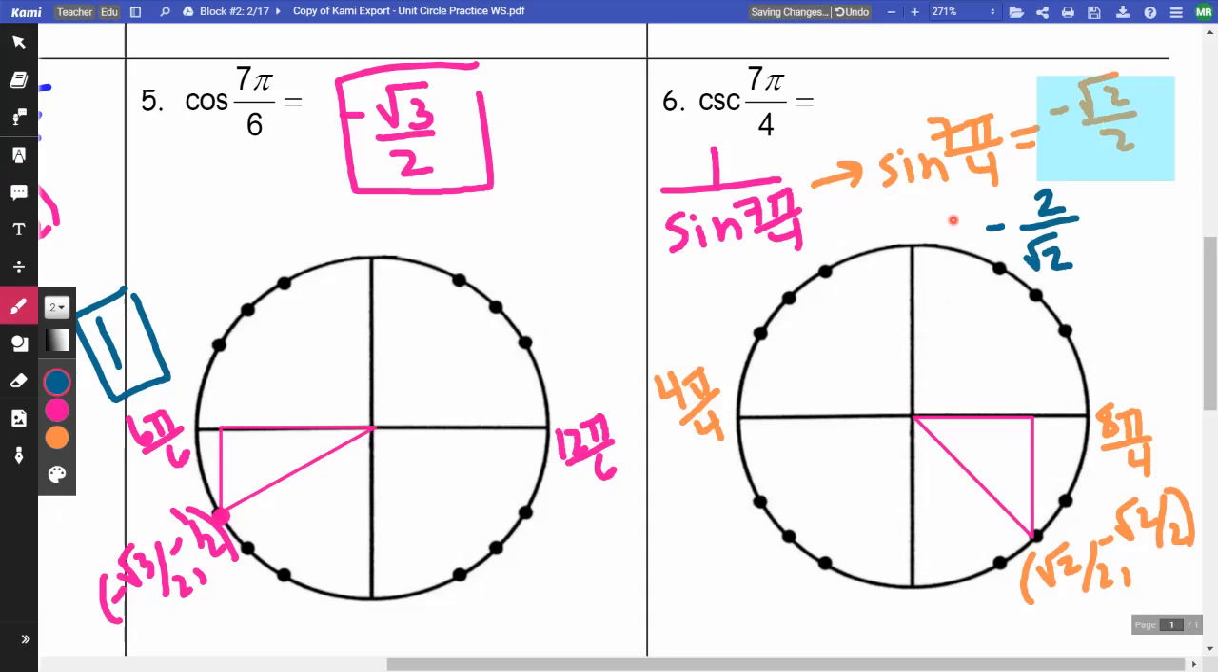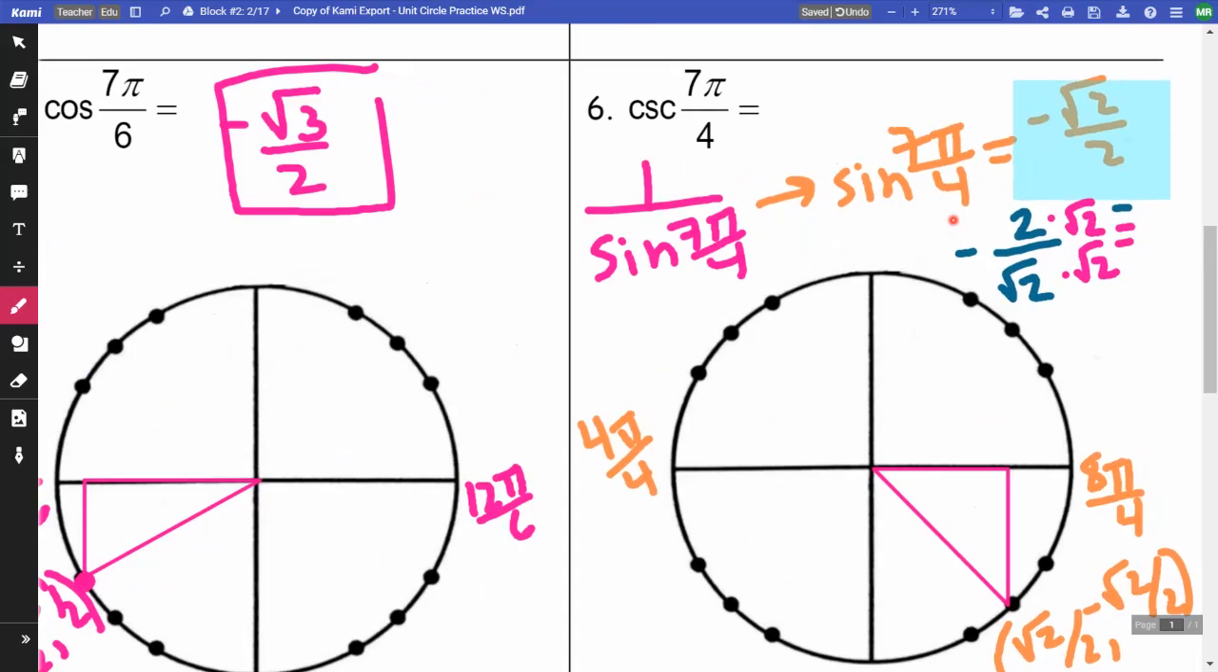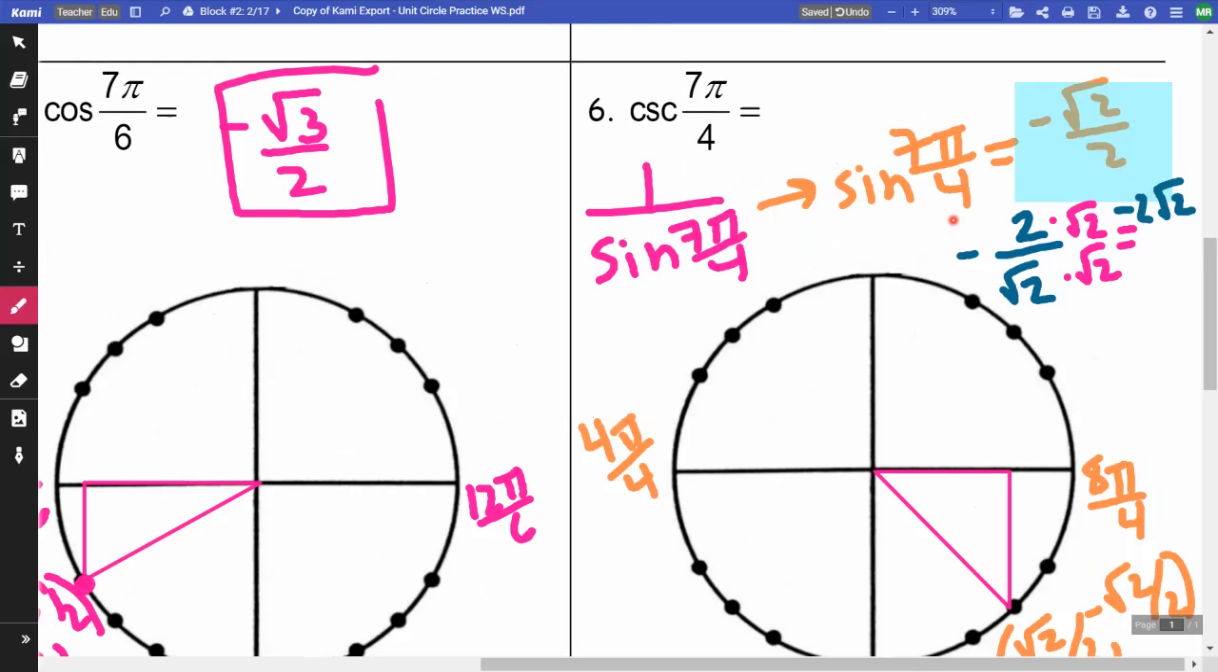And then I'm going to rationalize that. So I'm going to times top and bottom by root 2 over 2. And when I do that, I get a negative, hold on, I'm going to zoom out a little bit, negative 2 root 2 over 2. Okay, so on top I get the teal negative 2 times the root 2. On the bottom I have a root 2 times the root 2, which is 2. And then I have 2 over 2, which can cancel out, and I get a negative root 2. That is your cosecant, because this number here is the reciprocal of the sine.